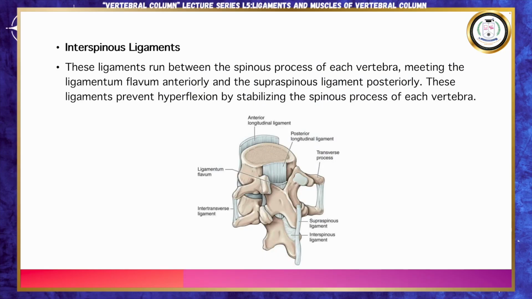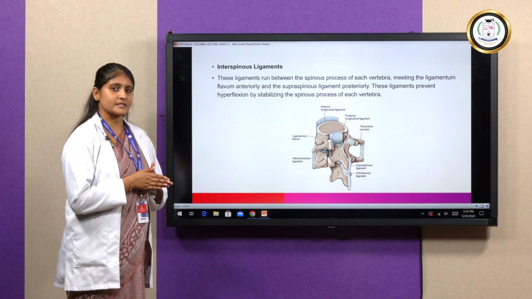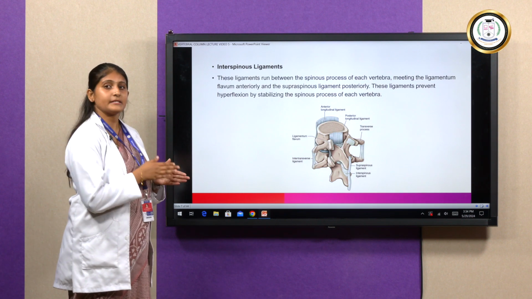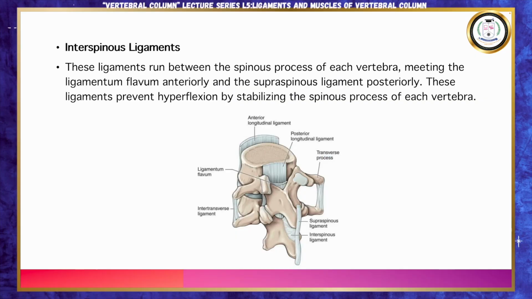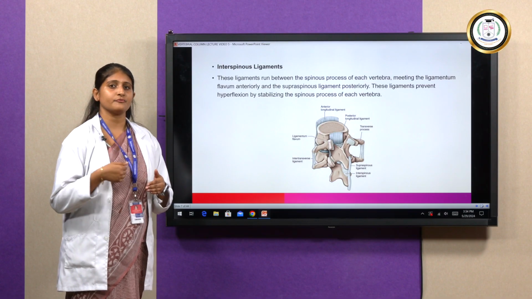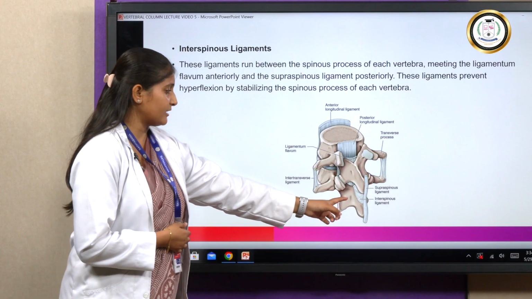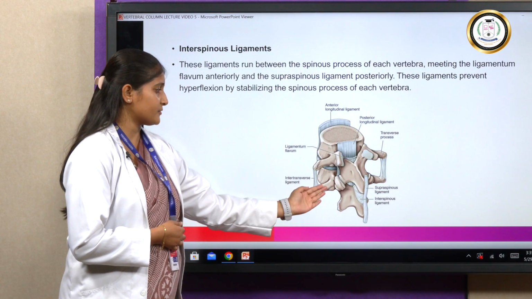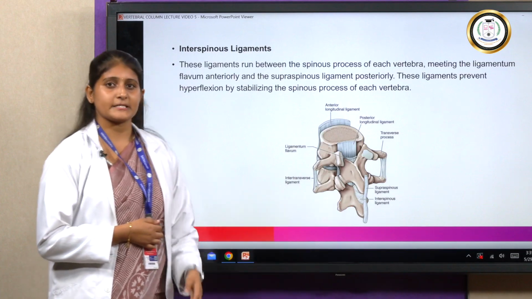Next we have the interspinous ligament. These ligaments run between the spinous processes of each vertebra, meeting the ligamentum flavum anteriorly and the supraspinous ligament posteriorly. So this interspinous ligament is present in between the ligamentum flavum and the supraspinous ligament. These ligaments primarily prevent hyperflexion by stabilizing the spinous process of each vertebra.